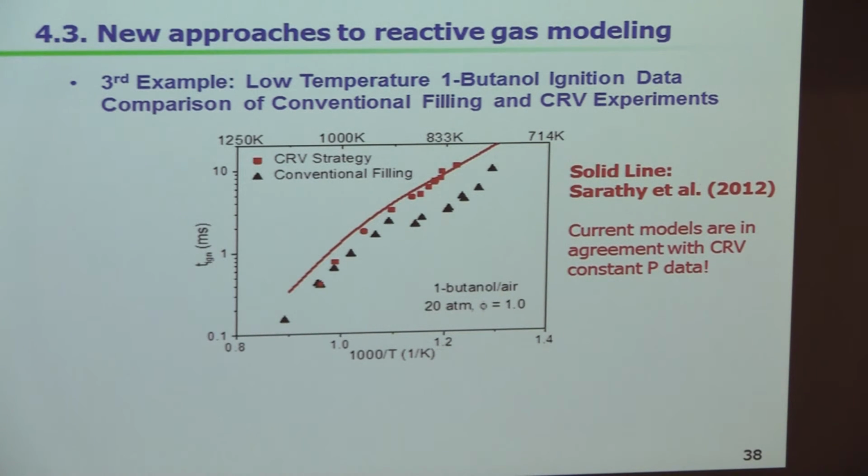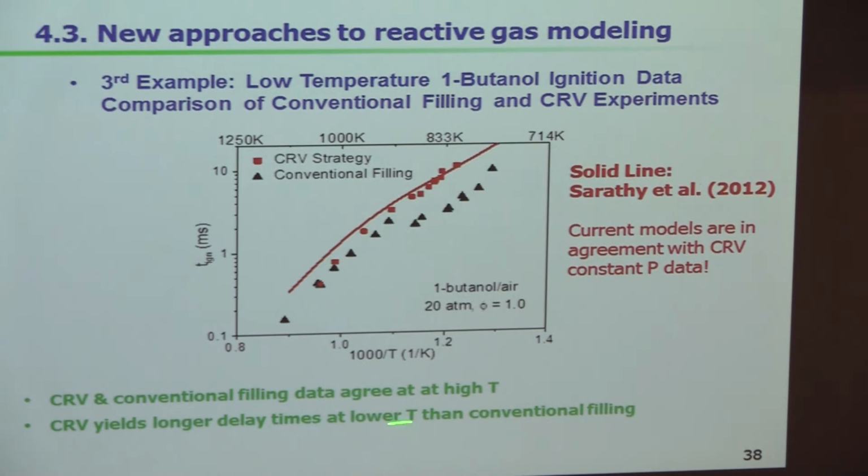And here's just another example of a low temperature butanol, showing you get a different answer when you do the experiments, the CRV way versus the old-fashioned way. If we use a model from Sarathy at KAUST, it agrees pretty well with the data there. Okay.